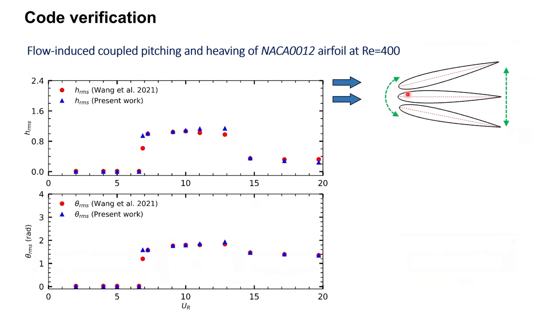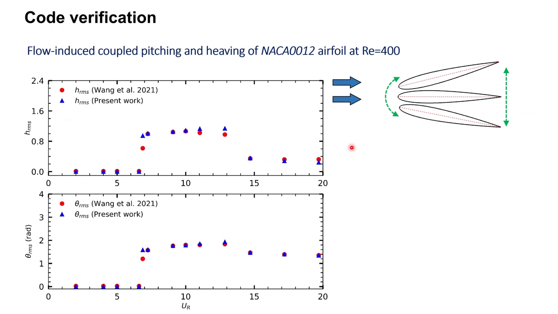So we tested the code for a coupled pitching and heaving of a foil, which is already there in the literature. And these are the pitching displacements. So this is pitching and heaving, which means the linear and angular motion simultaneously. So you can see again a pitching motion here, and then heaving here, and then this is angular motion.